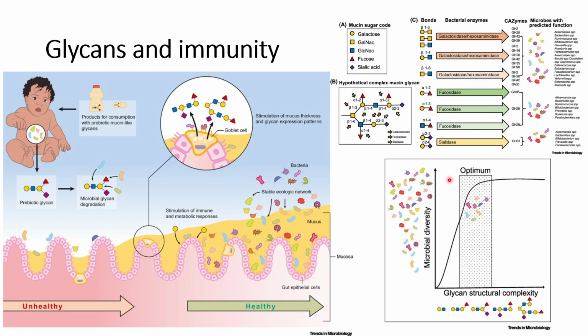So I hope you got an idea of how glycans and immunity are interrelated. If you need to understand more about glycans and immunity, and how these complexities can determine the immune response of the infant or of human beings, you can go through the reference that has been provided in the description.